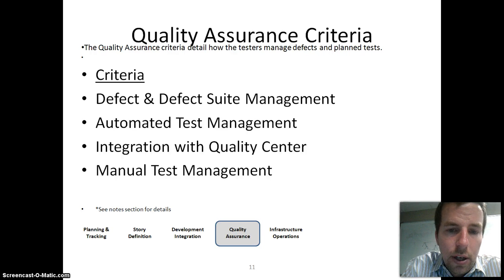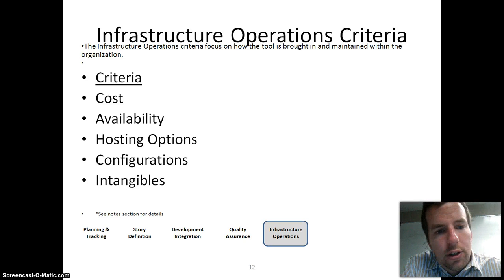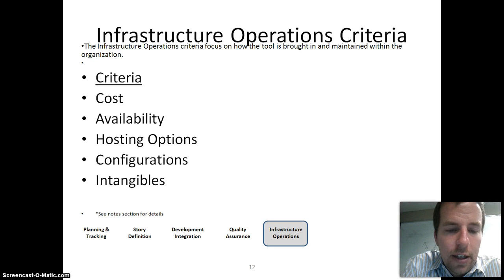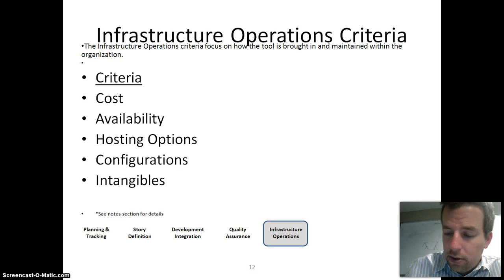So currently we were using Quality Center, so we wanted to make sure it integrated with them. And then how does it handle manual test management? And then the last one was infrastructure. So this was cost, availability, hosting options, configuration and intangibles. So intangibles, we had a lot of discussion, like how easy is it to learn the tool, how easy is it to navigate around the tool, how easy is it to change the verbiage on the tool so that it matches our nomenclature here. So intangibles was definitely something that we added later on that we didn't think about adding at first.